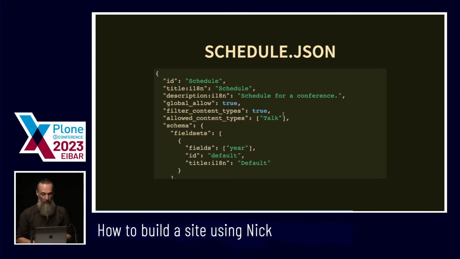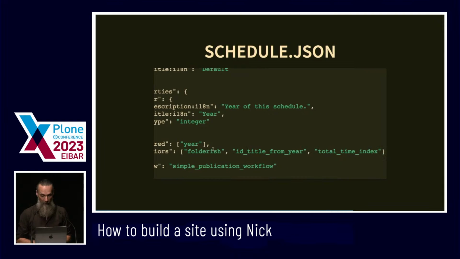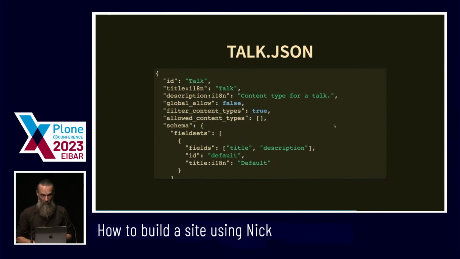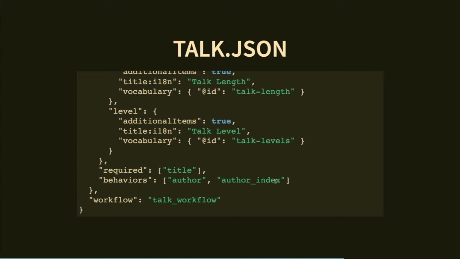And then in the schedule.json content type definition, what we do is we add that behavior. So we already had the folderish and the ID title from year behavior, and now we added the total time index behavior to it, and now the behavior is added to the schedule content type. Same for the talk content type, we will add the author index in there.